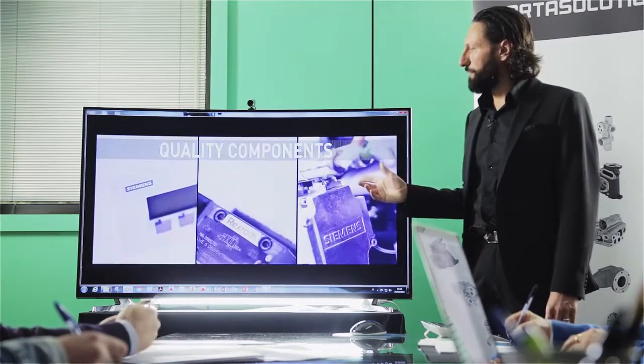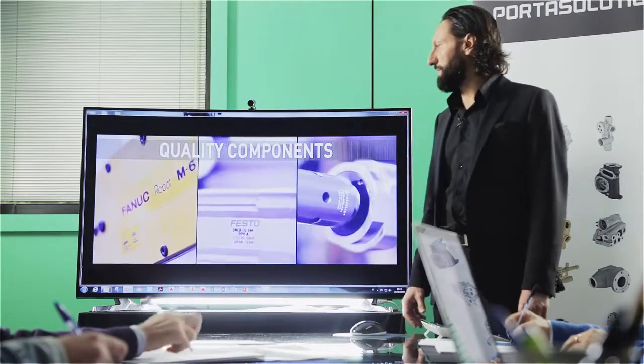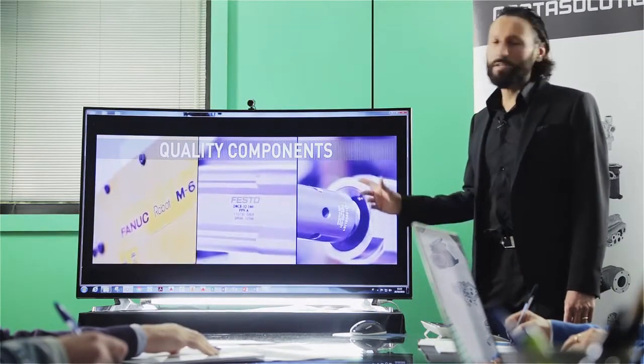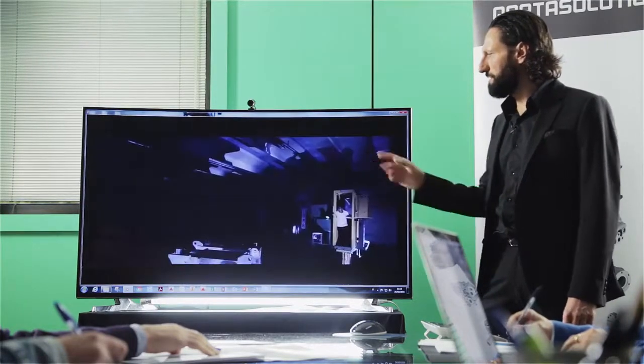And for the rest of the components, we use all the main brands because we export about 80% to international markets. So for availability of spare parts, we just use main brands, as you can see.